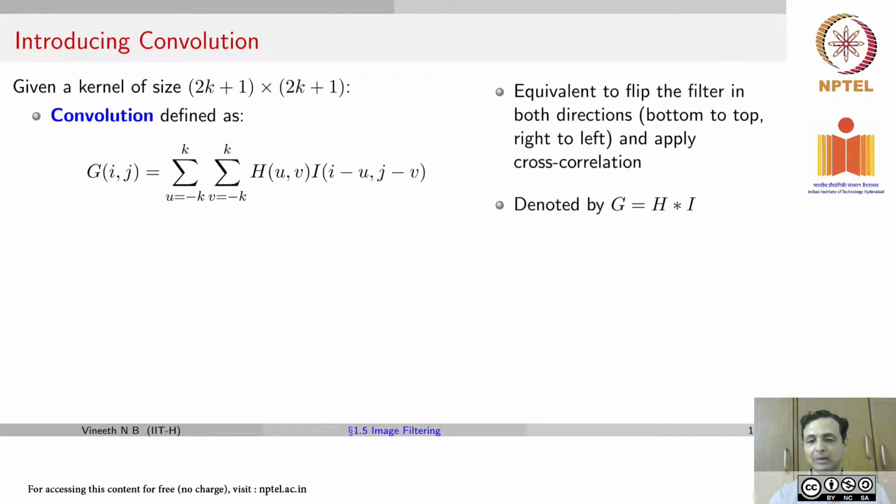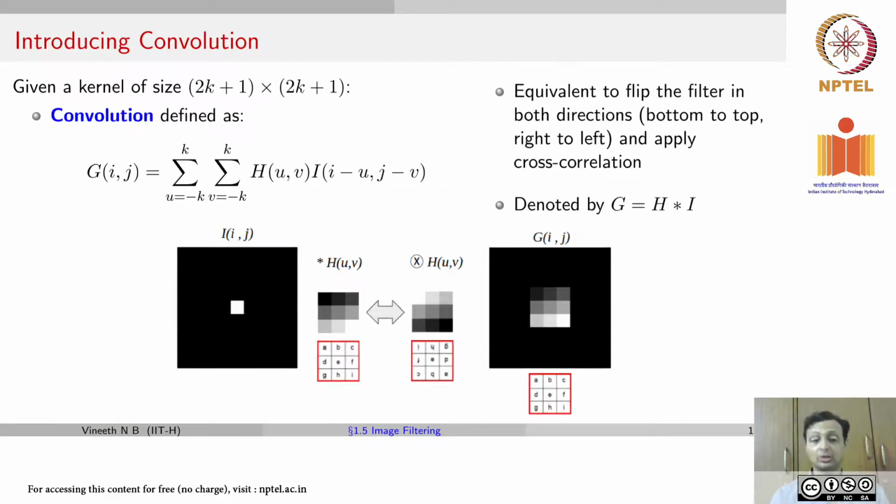Okay. So as I just mentioned, convolution is equivalent to flipping the filter in both directions, bottom to top and right to left, and then applying cross correlation. Convolution is typically denoted in this manner, where H is the filter and I is the image. So here is an example of how it works. The same example now. You have the impulse signal. You have your filter H of u v.